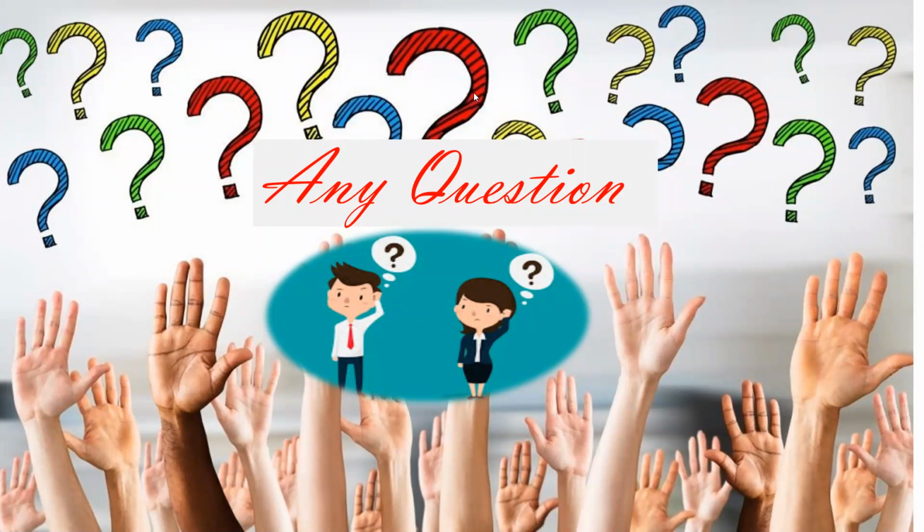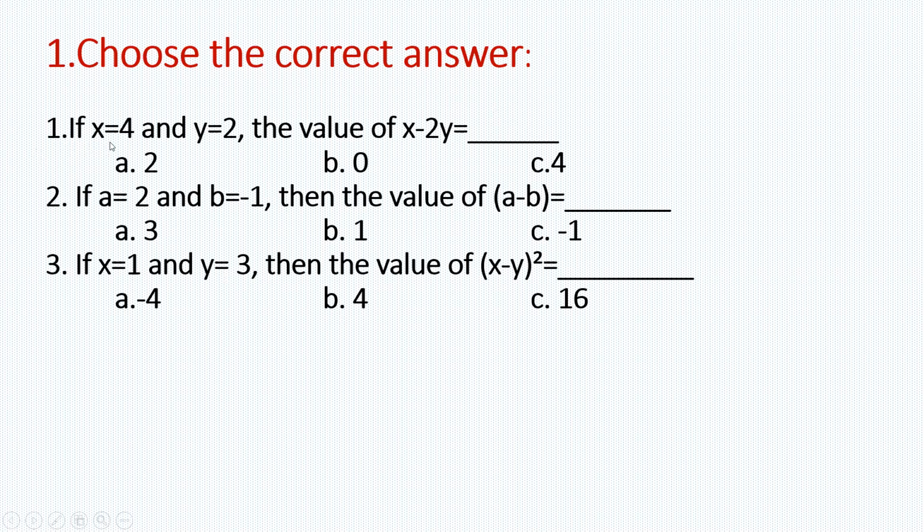Now it's my turn to ask the question. So, here, choose the correct answer. Now, here you have to just mention 1A or 1B, 1C, like this. Please mention the correct option. If x is equal to 4 and y is equal to 2, then the value of x minus 2y is equal to what?